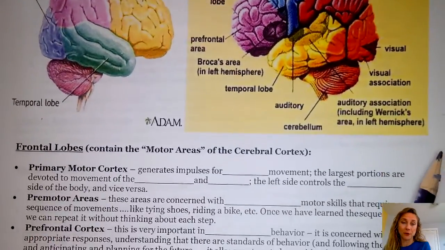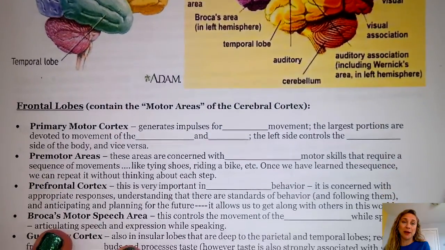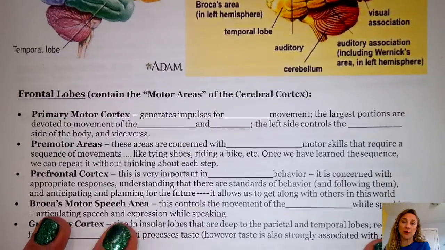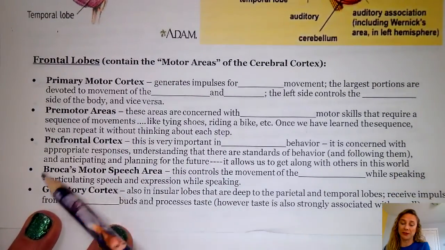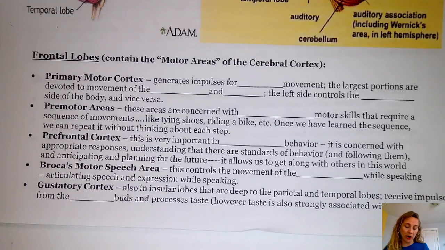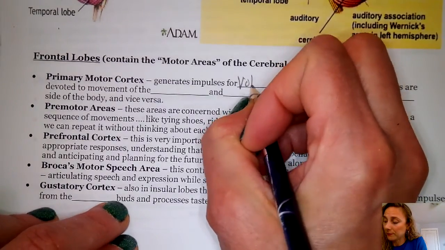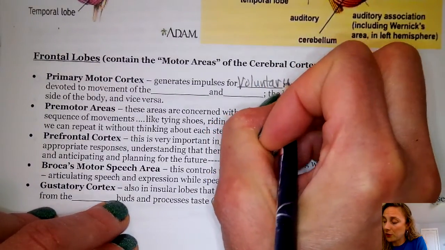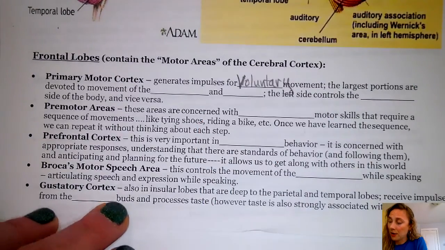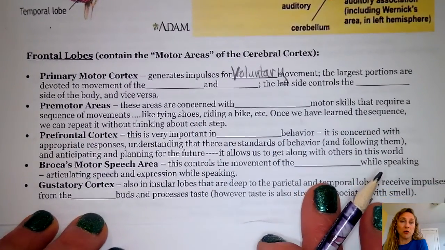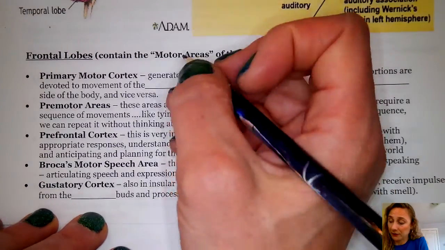Okay. The frontal lobes, they contain the motor areas of the cerebral cortex. So sometimes people group all of these things and say, well, this is the motor area. Primary motor cortex generates impulse for voluntary movement. That's movement that you are conscious, aware of, and that you want to do. The largest portions are devoted to movements of hands and face.